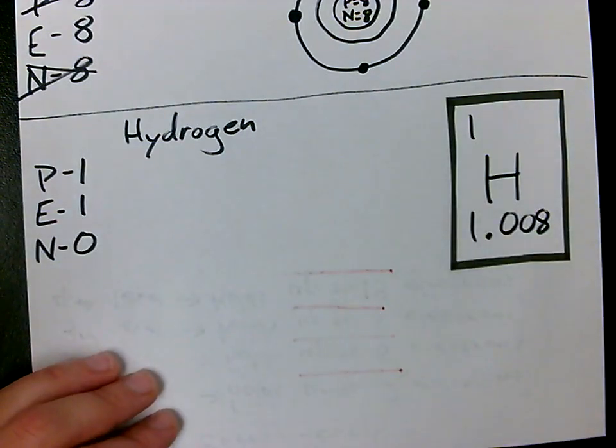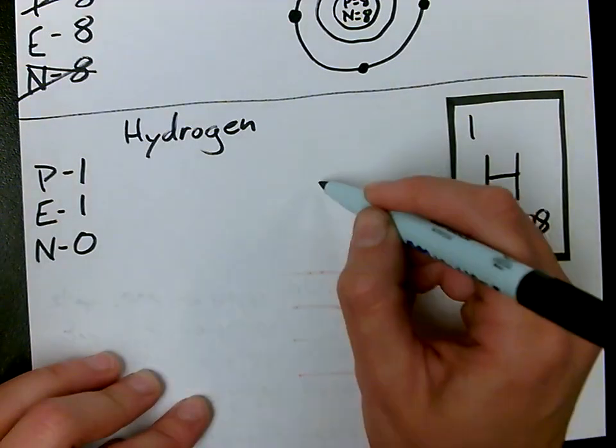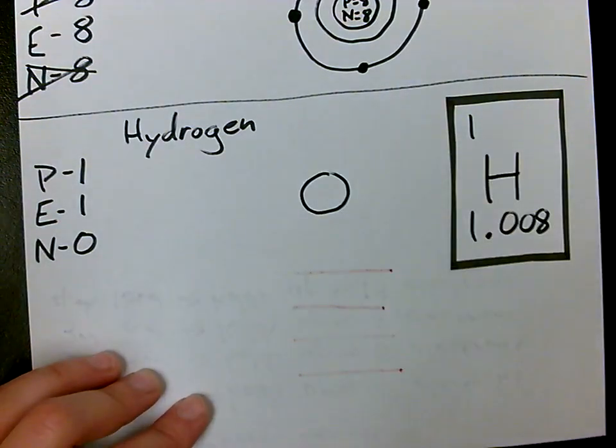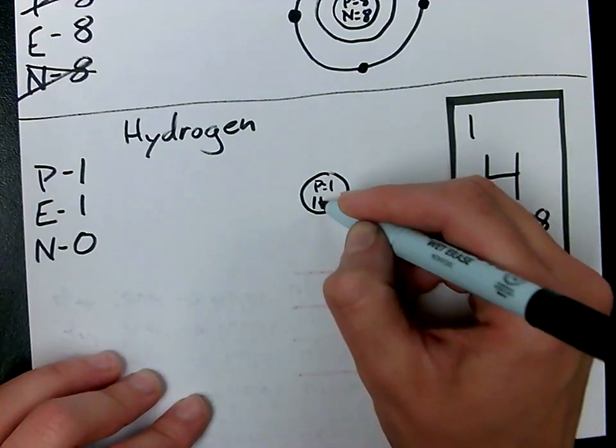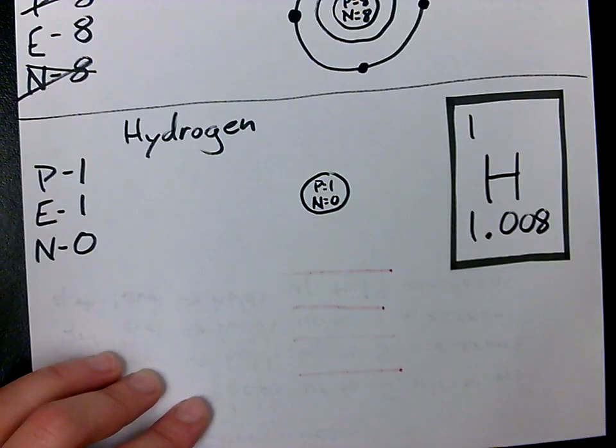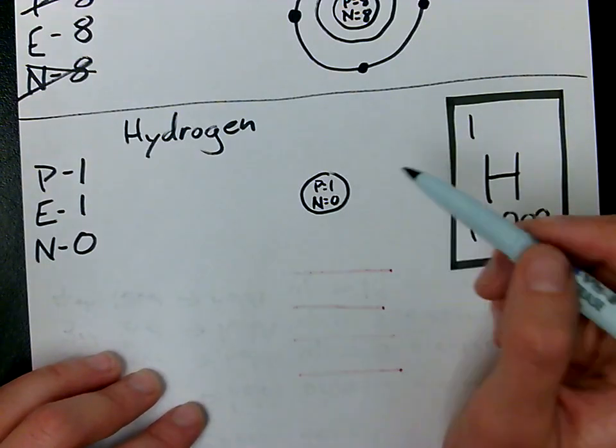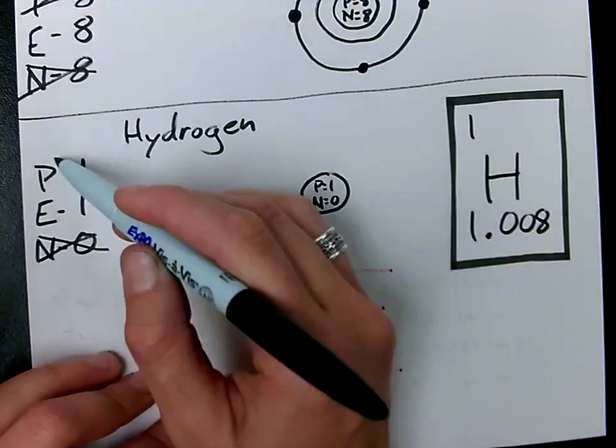Hydrogen is the only element that doesn't have any neutrons, but it is possible. When you're drawing this one, you still want to make sure you include it. Tell me that you have 1 proton and no neutrons. If you left the neutrons out, I might think that you forgot. So make sure you include that.